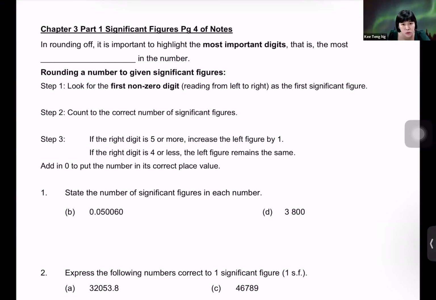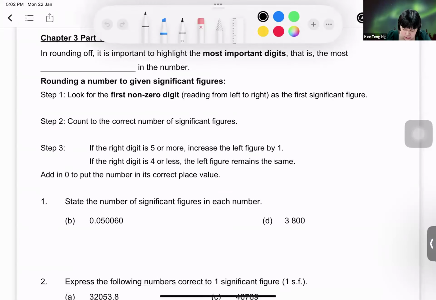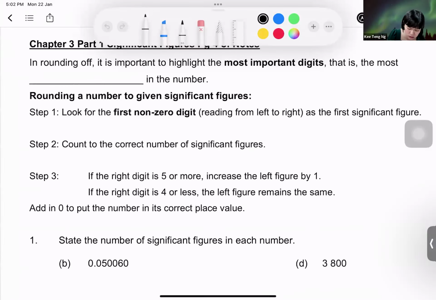Right now, we will be doing estimation and rounding of numbers. In some practical situations, it's not ideal to always round off numbers to an integer, to a whole number, or even to decimal places. Another way of rounding off is also important to highlight the important digits, which is actually the significant figures. So the numbers that are more significant show a certain value.